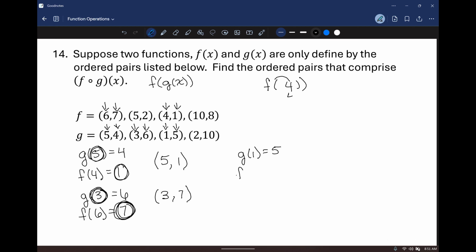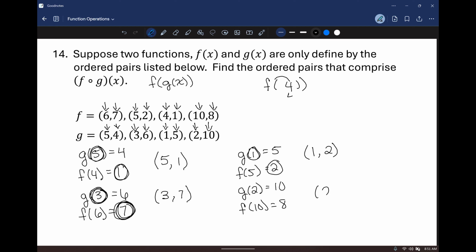Now I'm going to do f of 5. So I go to an input of 5. My output is 2. So the point would be 1, comma 2. Input, output. All right, and the last one is g of 2 equals 10. So input, output. Now I'm doing f of 10. So I go to an input of 10. The output is 8. So the point would be 2, 8. And those would be the ordered pairs that comprise f of g of x.